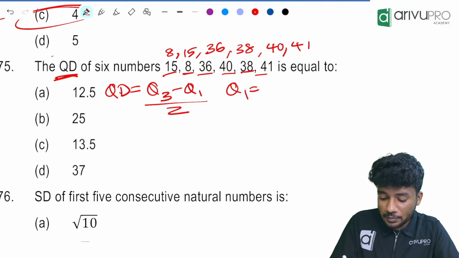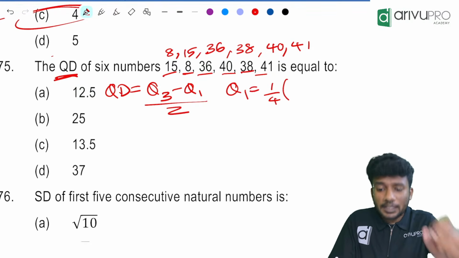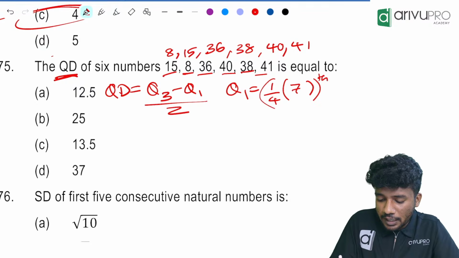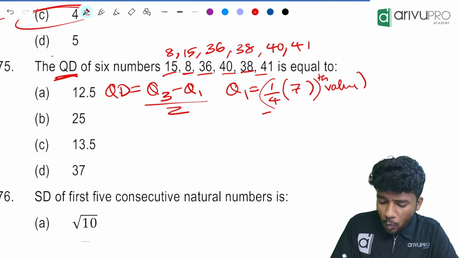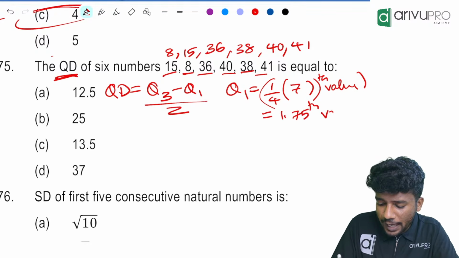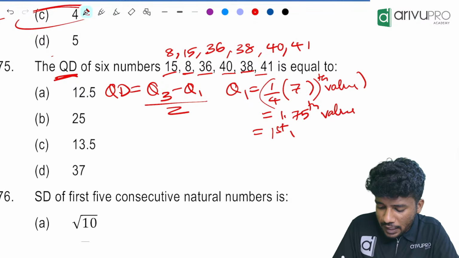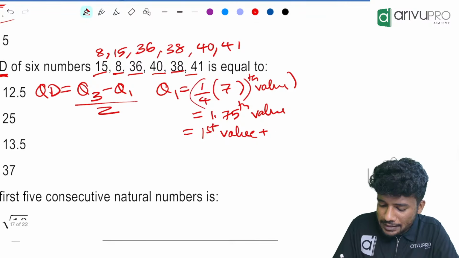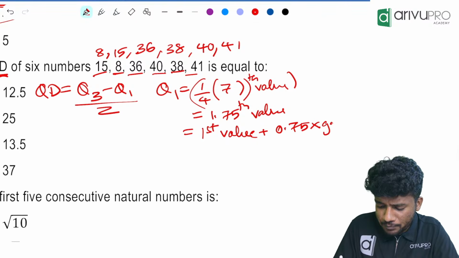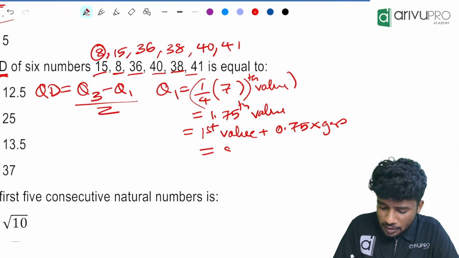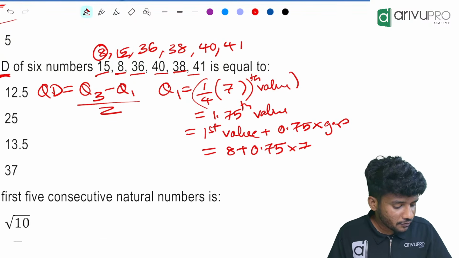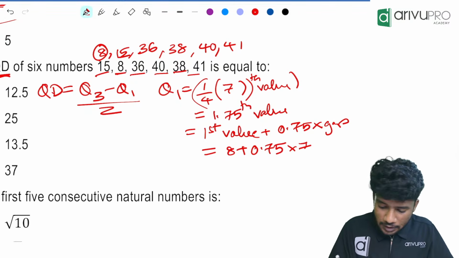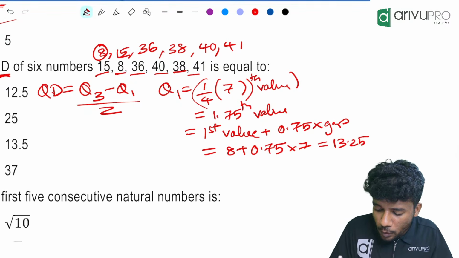Q1 is how much? Q1 is nothing but 1 by 4 into 6 plus 1th value, that is the 7th value, correct? So 7 by 4 is how much? 7 divided by 4, that is 1.75th value, that is nothing but first value plus 0.75 into the gap. Okay, the first value is how much over here? 8 plus 0.75 into gap. The gap is 15 minus 8, which is 7. So take your calculator. 7 into 0.75 plus 8 is equal to 13.25, which is your Q1 value.